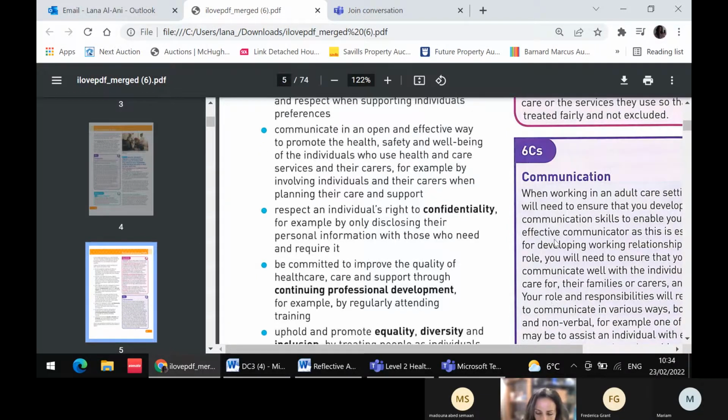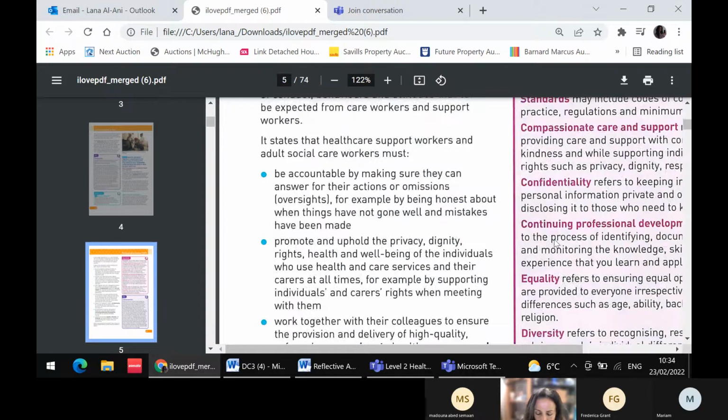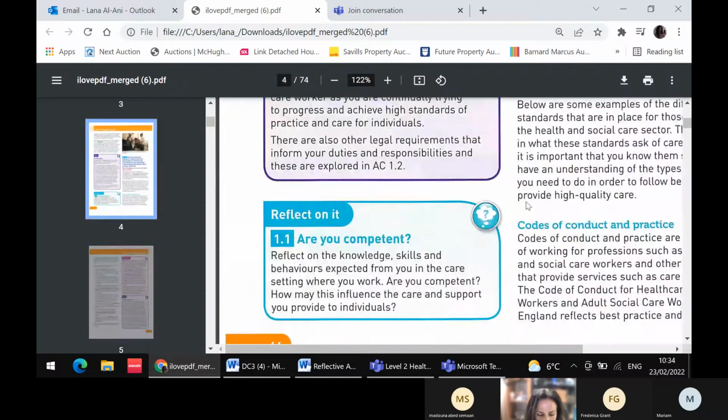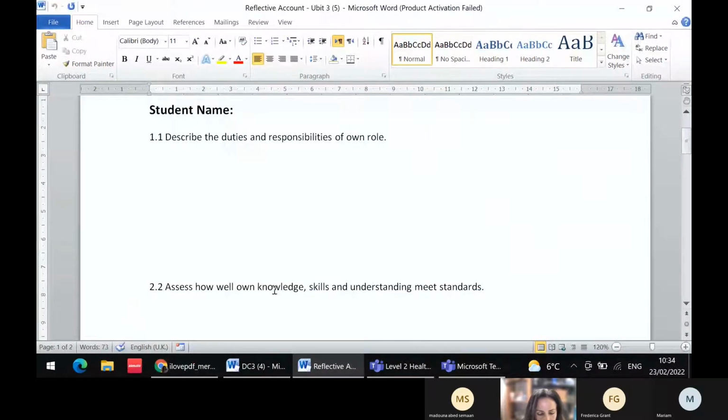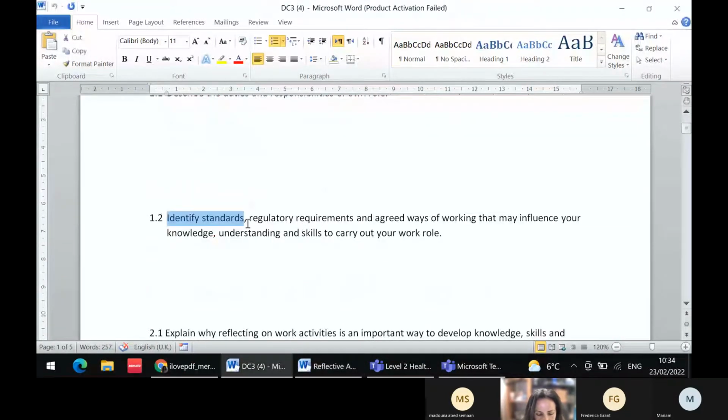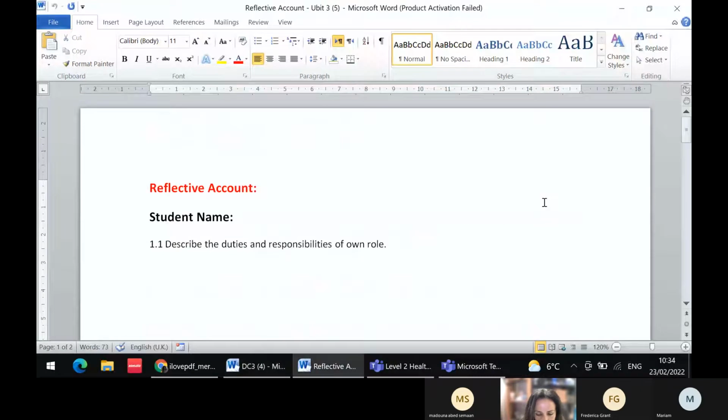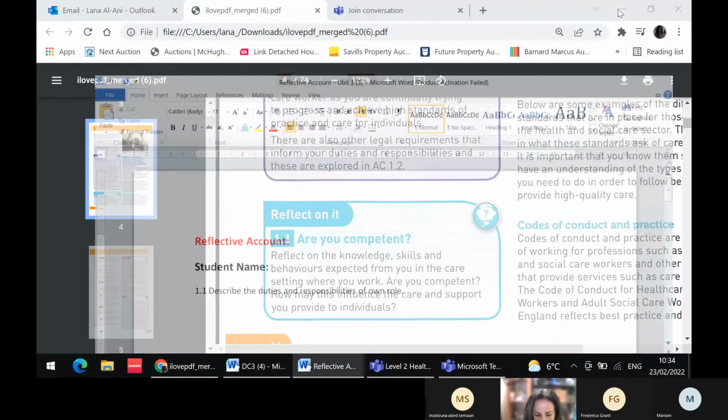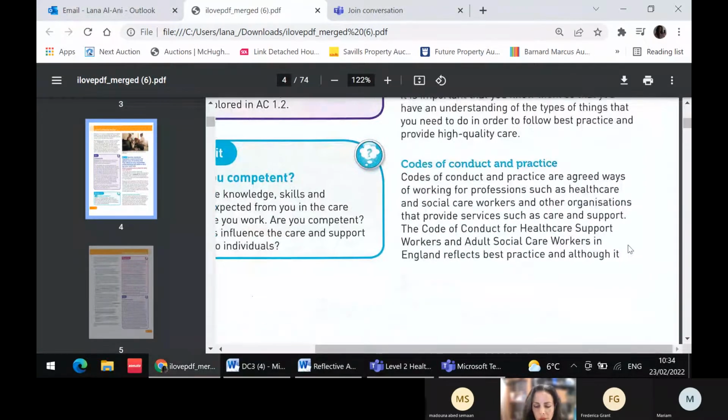So this is one of the standards, which is the code of conduct. So when it says here, not this one, this one says identify standard. So this is one of the standards, which is the code of conduct. So let us go back and talk about it. The code of conduct is all about the agreed ways of working for you as a social carer.